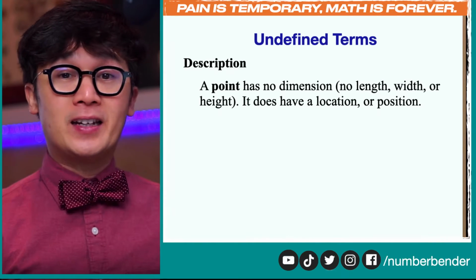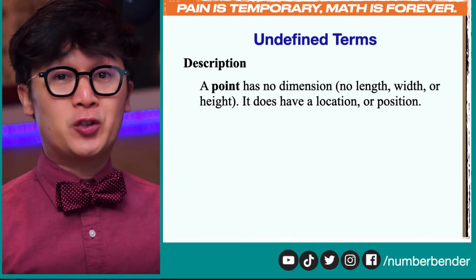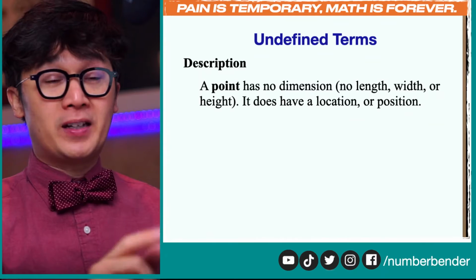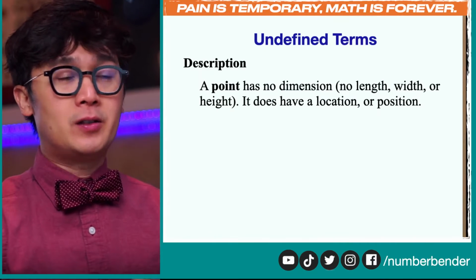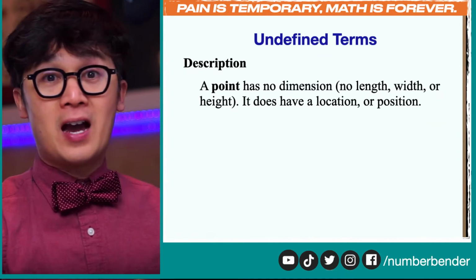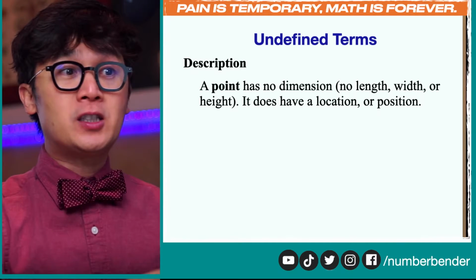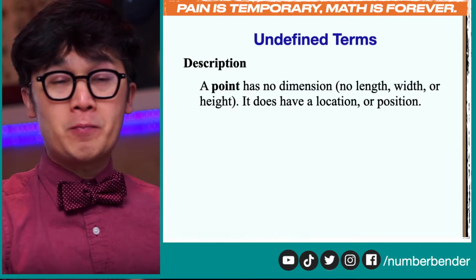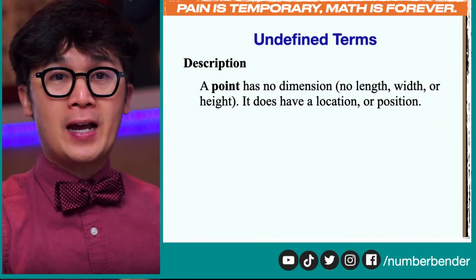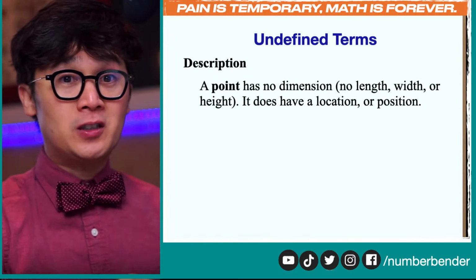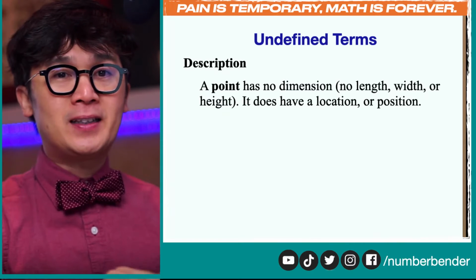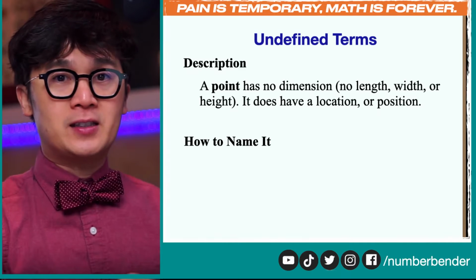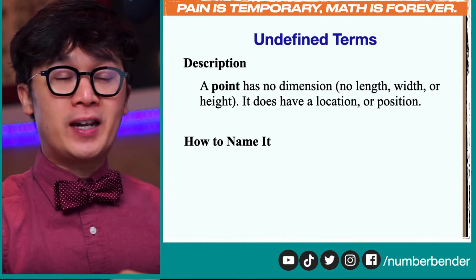At ang una nating i-define na undefined term sa geometry ay yung tinatawag nating point. Ang point, by definition, has no dimension, no length, width, or height. And it does have a location or position, and in geometry, kailangan nating matutunan kung paano natin ito isinusulat para kapag nakita natin ito sa mga questions at textbook natin, maintindihan natin yung mga symbols na ginagamit sa ating mga geometry lessons. So, how do you name a point in geometry?